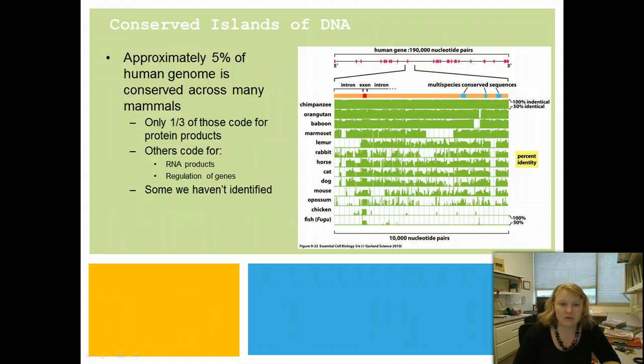And as we trickle down, you see that the green gets less and less, and that's because the percent identity is changing. But those areas that stay green through a majority of the organisms are conserved islands of DNA. Those are genes that everybody must need to have. About a third of them code for protein products, but others code for RNA, gene regulation, things like that. And some of them we simply don't even know. All we know is that they are conserved. We don't know what they do, but they're clearly very important, because otherwise there wouldn't be as much homology between them all.